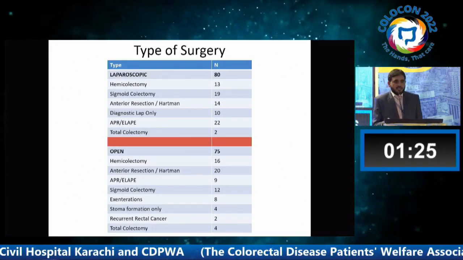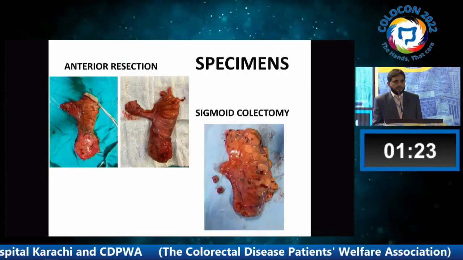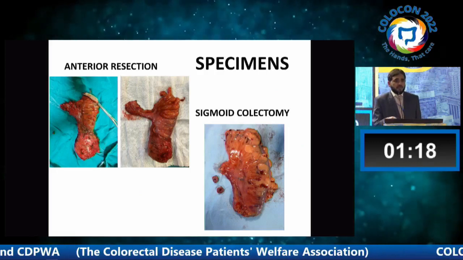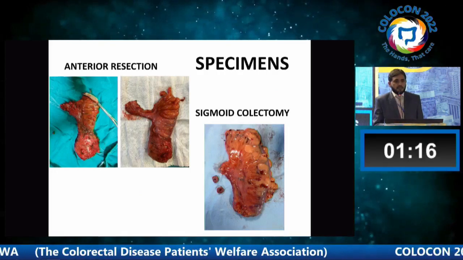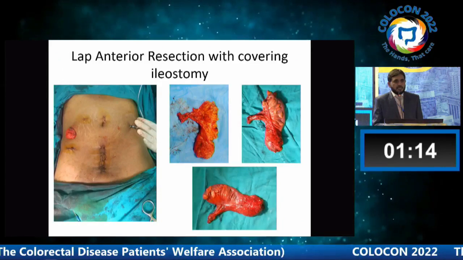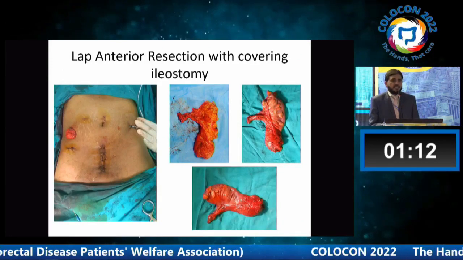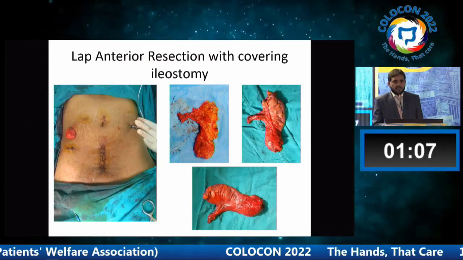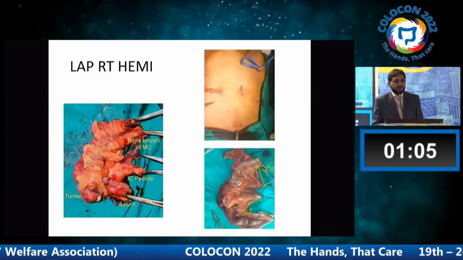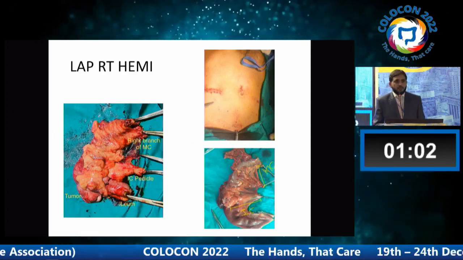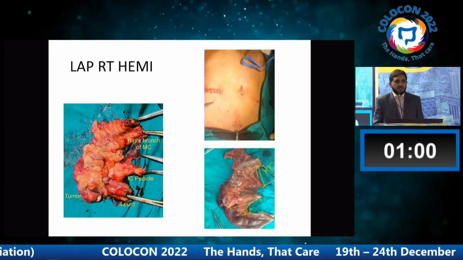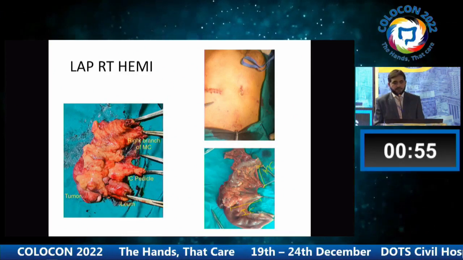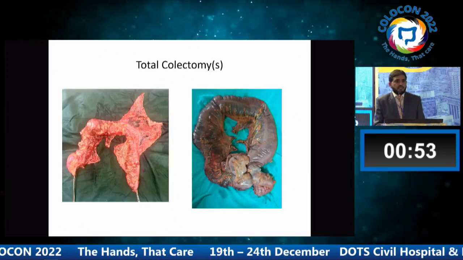Type of surgeries, this is the brief summary of the previous slides. These are the various specimens for anterior resections and the sigmoid colectomy, as shown here. This is another case of laparoscopic anterior resection with covering ileostomy. On the right side there are other samples. This is the laparoscopic right hemicolectomy, and the patient's picture is also there. The laparoscopic scar is minimum.